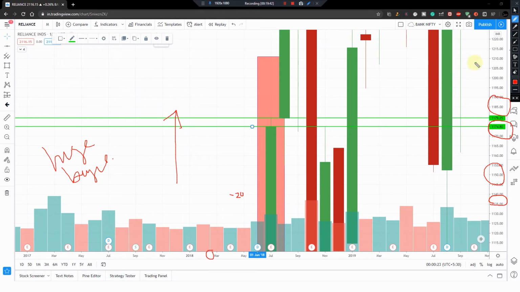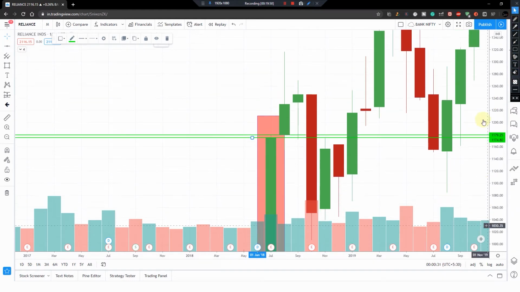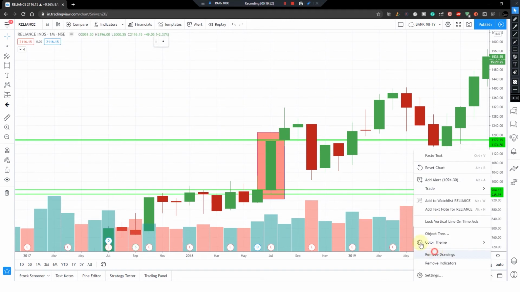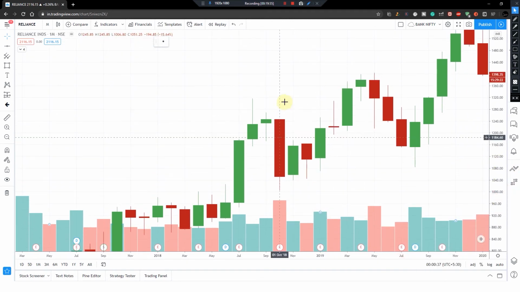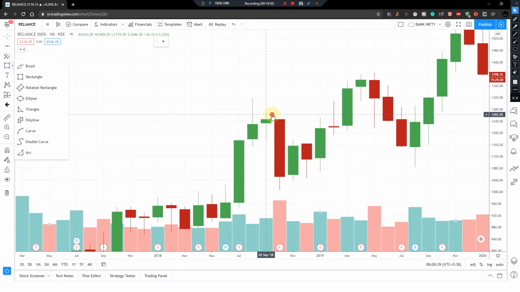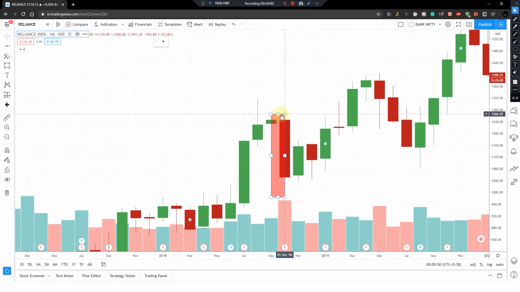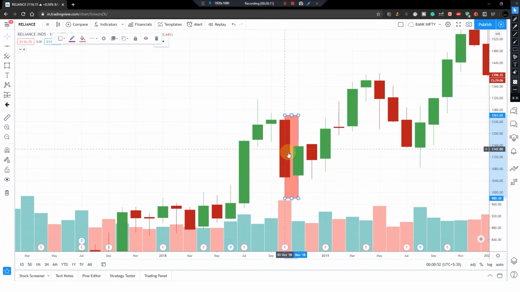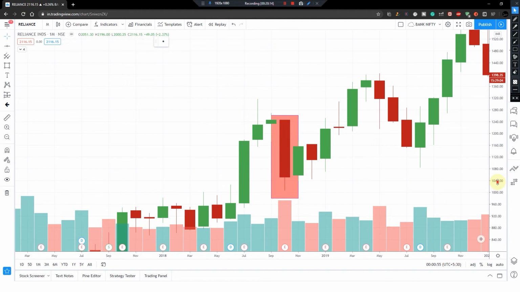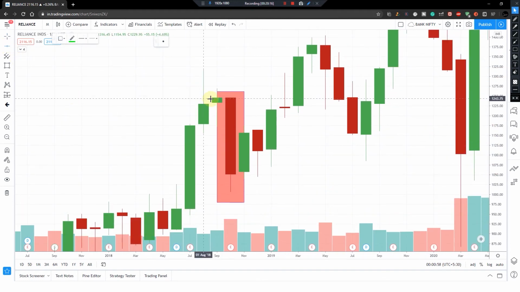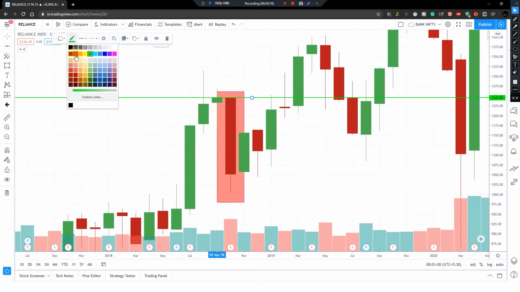Now let's see a bearish candle of the same stock, Reliance. Now let's see this candle. You see this red candle? Okay. So in this red candle, what happened? Just mark it with red.